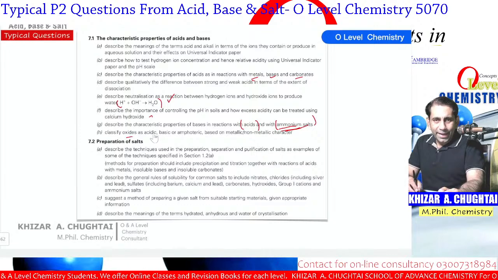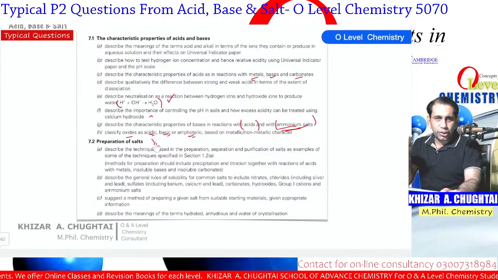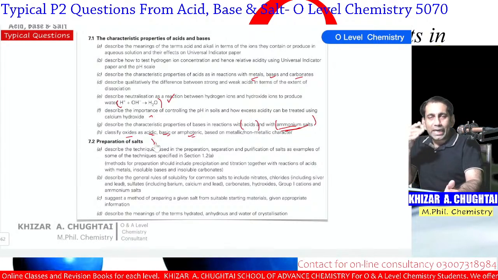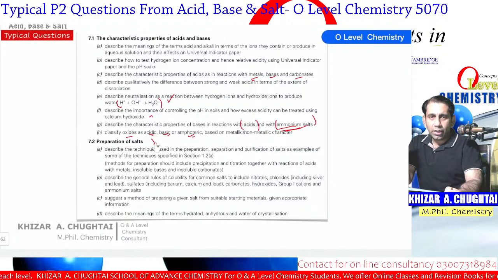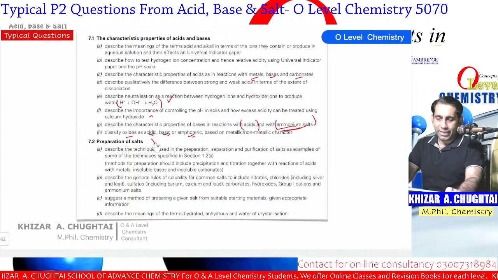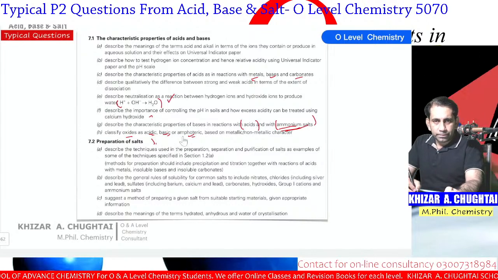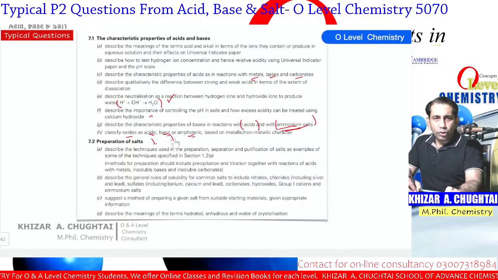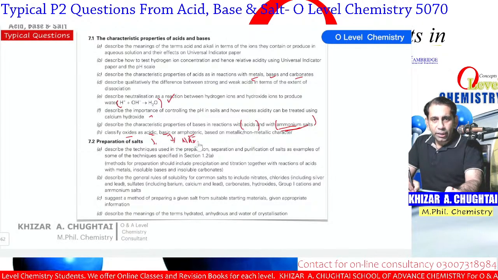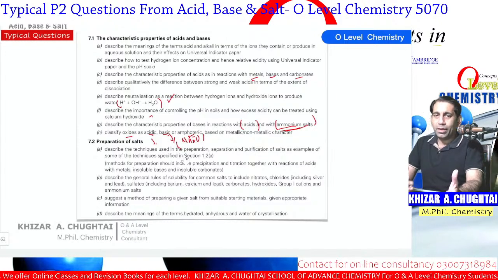Classify the oxides: acidic oxide, basic oxide, and amphoteric oxide. Acidic oxides, as I told you, are the non-metallic oxides, hydrides of the group 7 elements, and COOH compounds. Compounds having the COOH group are said to be the acidic ones. The next one is basic oxides. Mostly metal oxides like Na2O are said to be basic oxides.